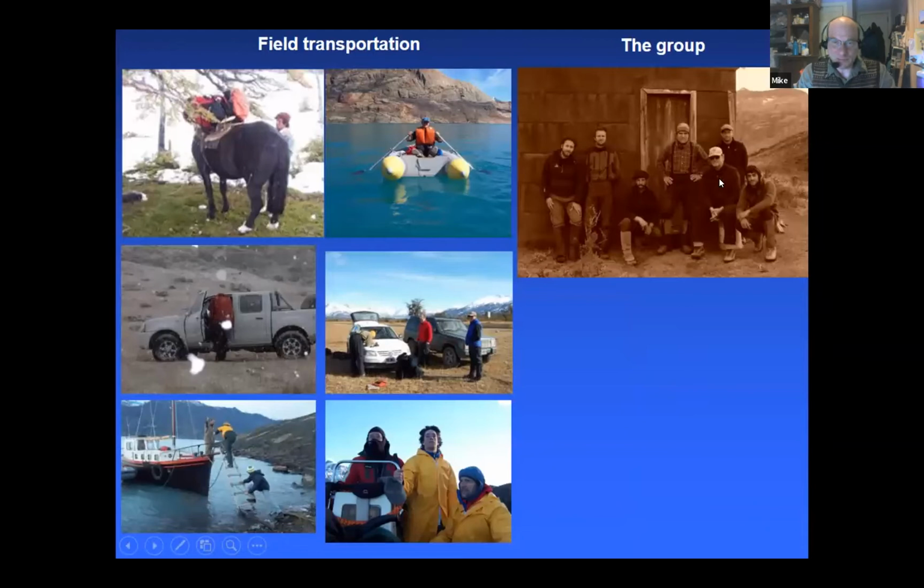We used Photoshop to make this image look like we're all in the Wild West of the 1800s. That's me in the upper right. And these are colleagues that I work with in Chile and Argentina. So we pretty much use everything we can to get around and study the glaciers.